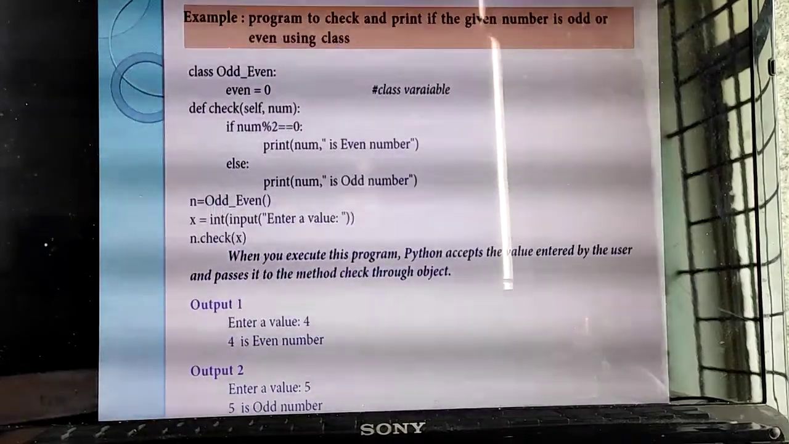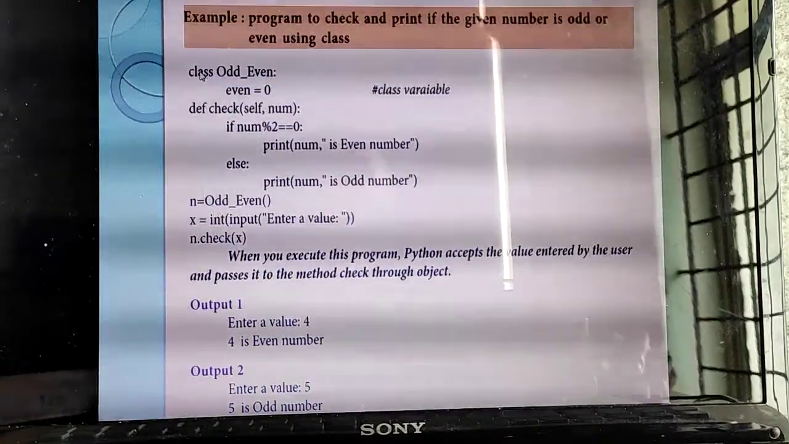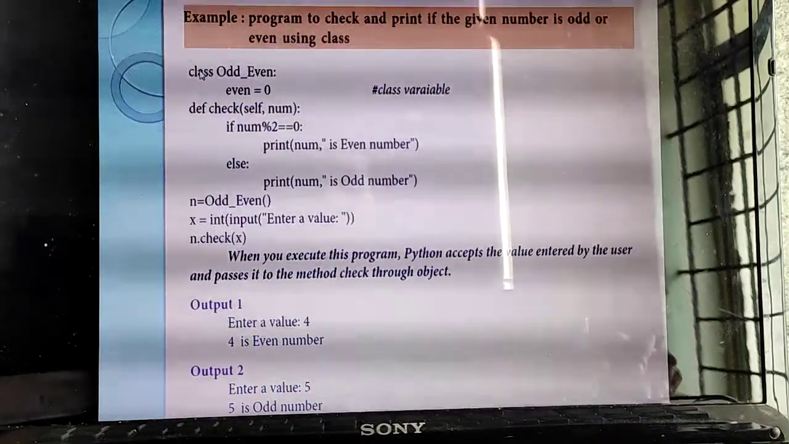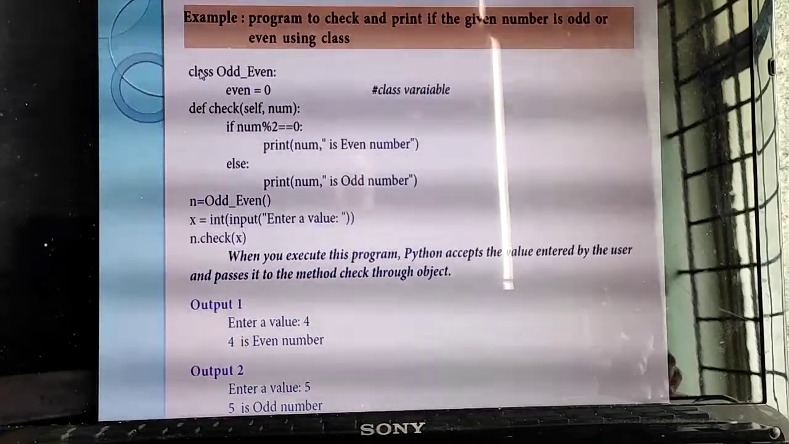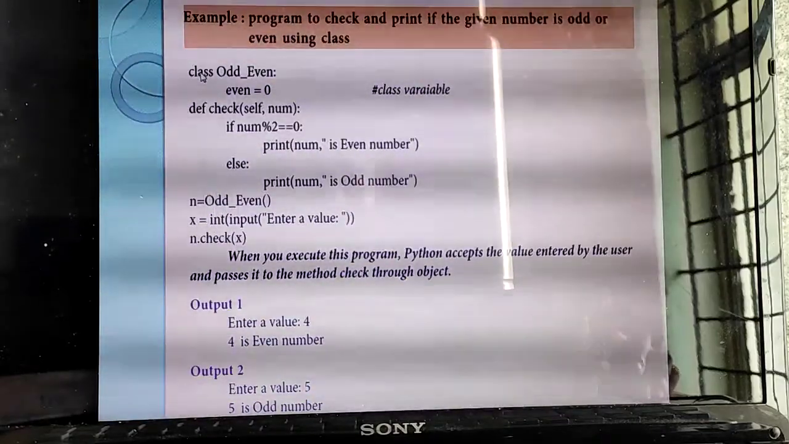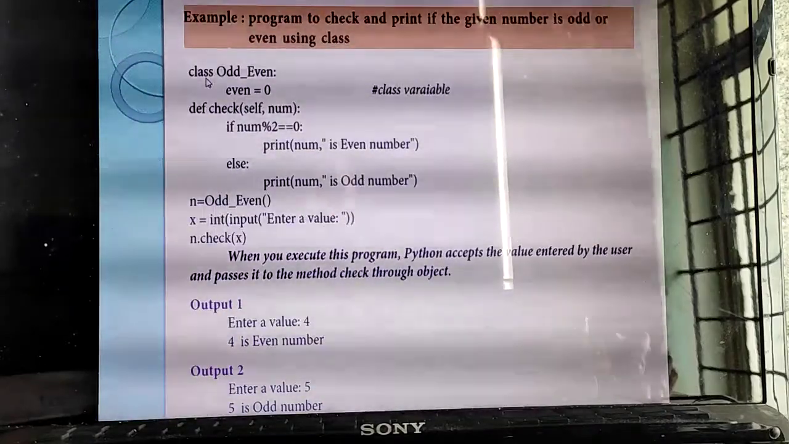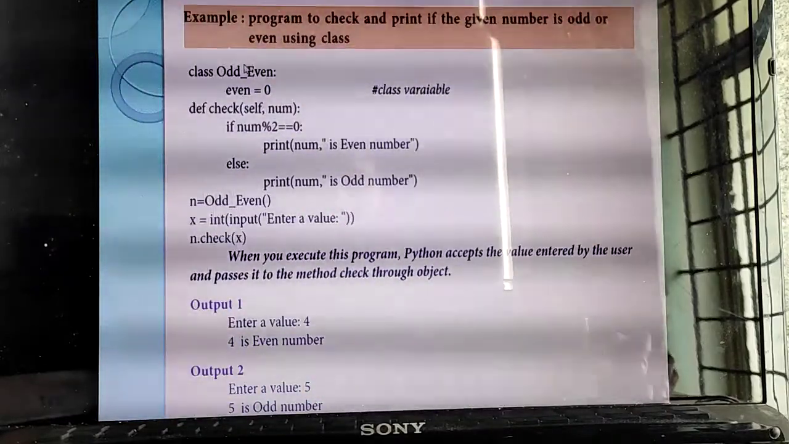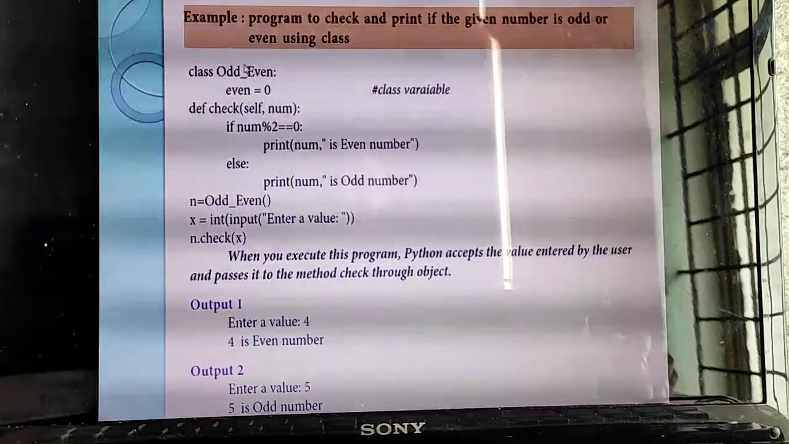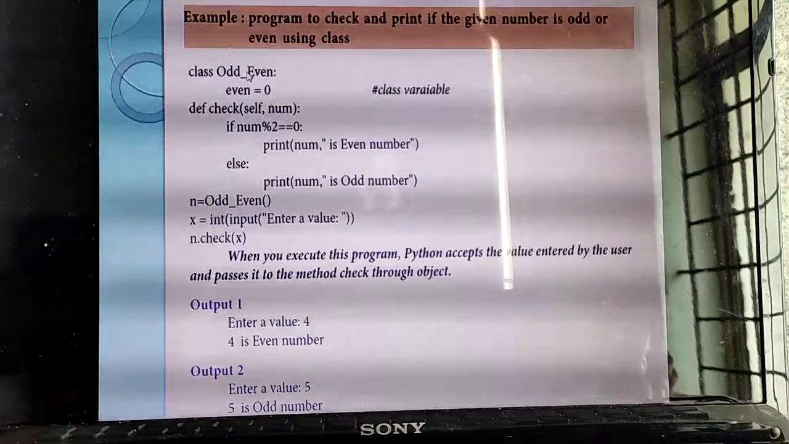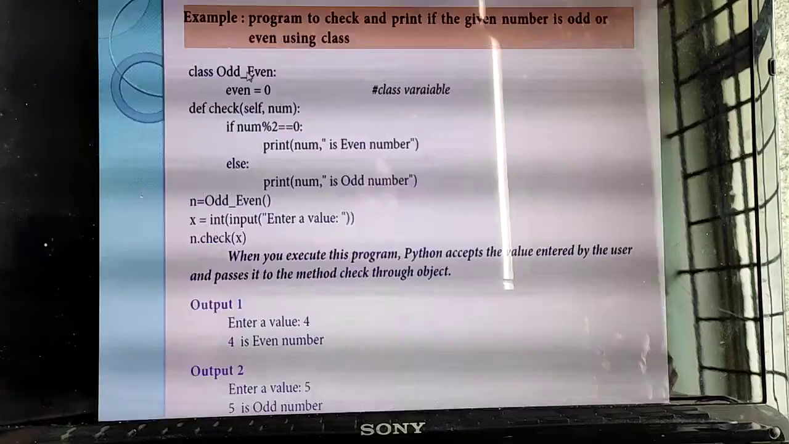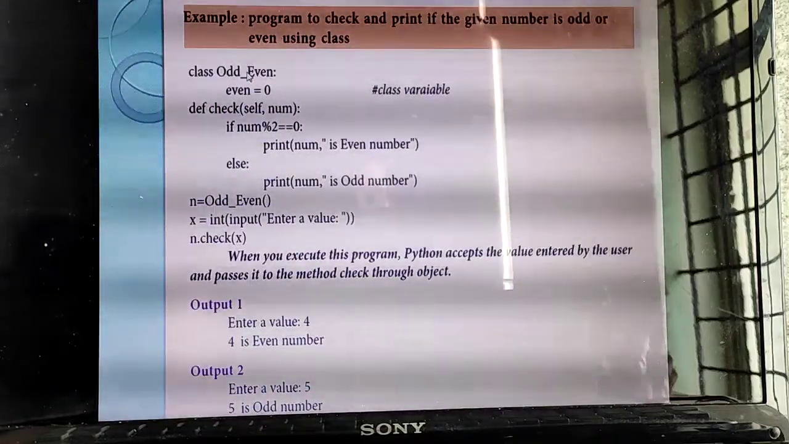Listen, first you should create a class. What's the general syntax for creation of a class? A class starts with the keyword class. Then you should give the class name. What's the class name here? The class name is OddOrEven.